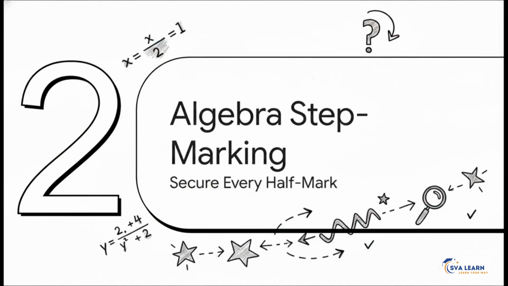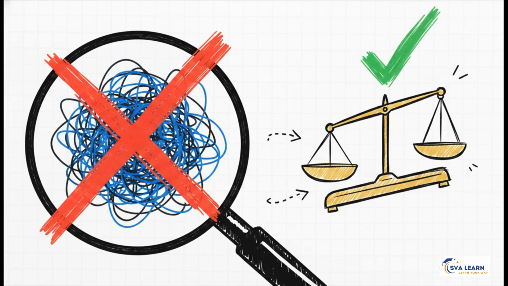Moving on to Section 2, Algebraic Step Marking Secrets. Now, you might be wondering, if graphing is so visual and easy to understand, why do examiners constantly make us use substitution and elimination methods for these 2- and 3-mark sections? Well, the textbook actually gives an explicit warning about this. Graphical methods completely fail us when the intersecting coordinates are tricky non-integers.